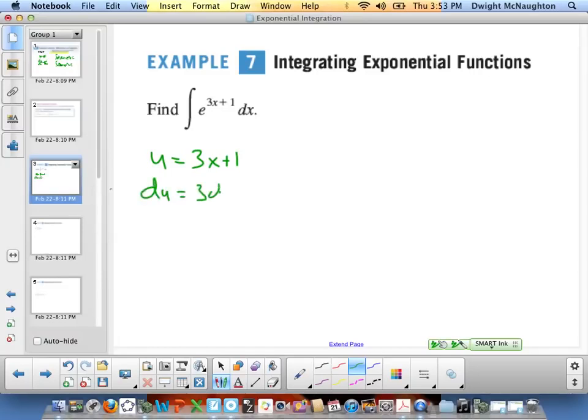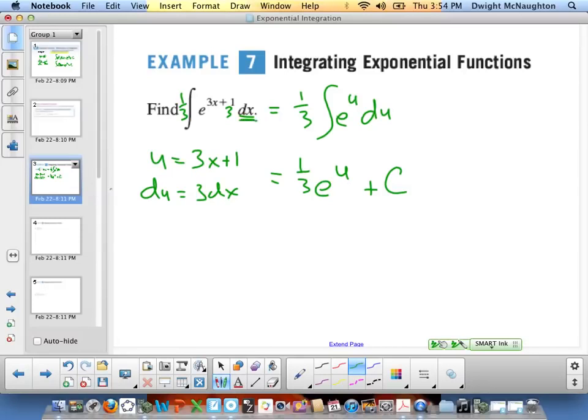Du would be 3 dx. Notice we have the dx, we need the 3, so we'll put the 3 there. Balance that with a 1/3. So we got 1/3 times the antiderivative of e to the u du. Antiderivative of e to the u is e to the u plus a constant. And because it's with respect to x, we'll put our x back in. So it's 1/3 e to the 3x plus 1 plus a constant.